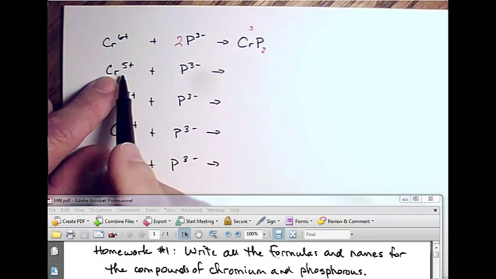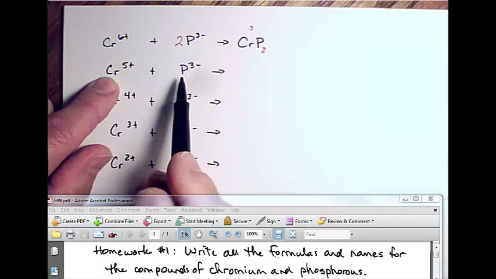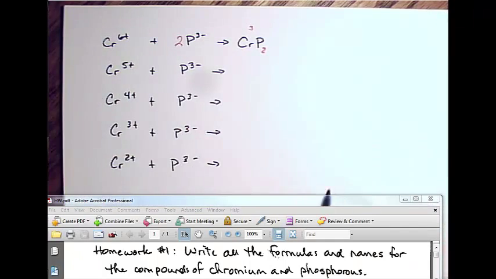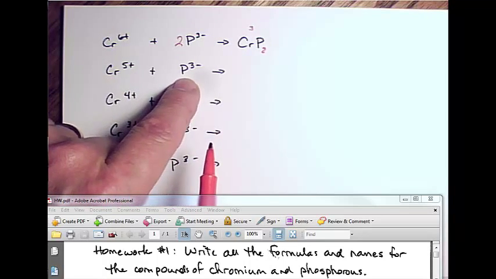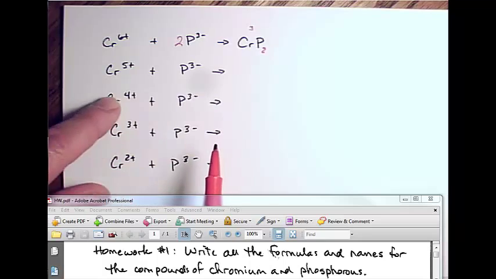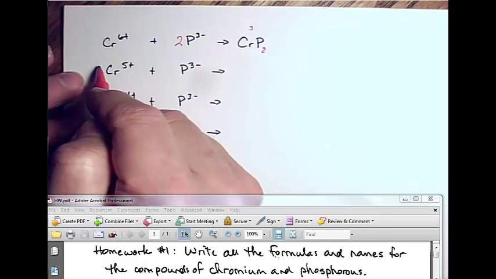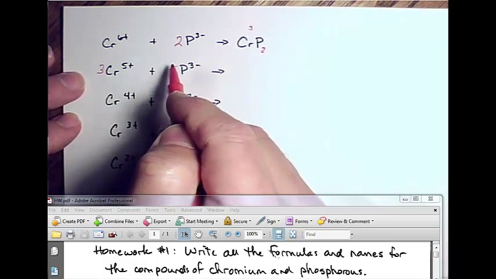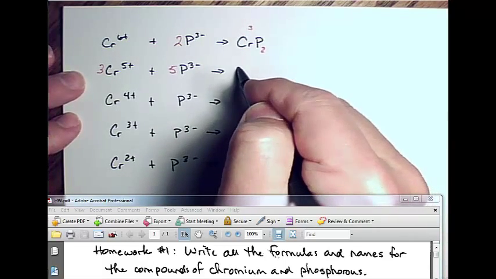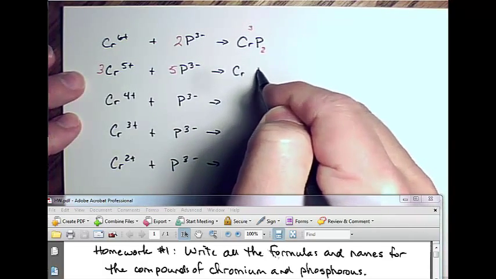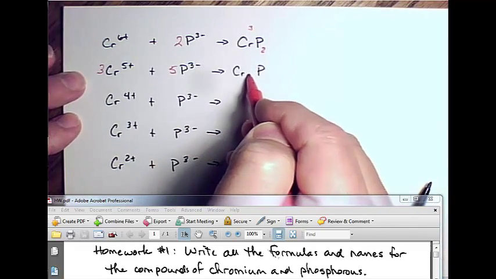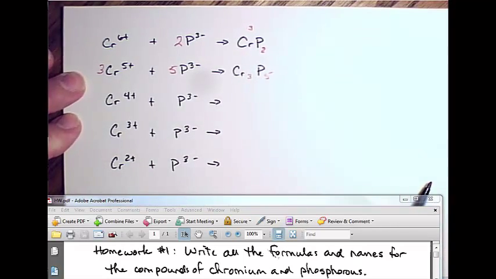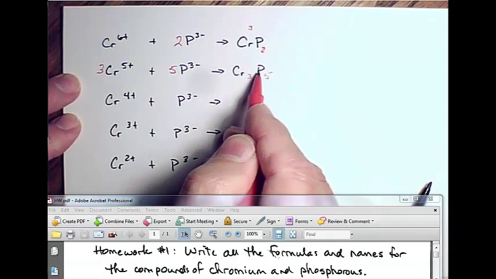Now this one has a 5 plus charge and a 3 negative charge. The only ratio of chromiums and phosphoruses that is going to give us a balanced or neutral charge overall is if I have 3 of these and 5 of these. So we're going to have Cr with a sub 3 on the Cr and a sub 5 on the P. And that's going to be worth 4 points: 1, 2, 3, 4.